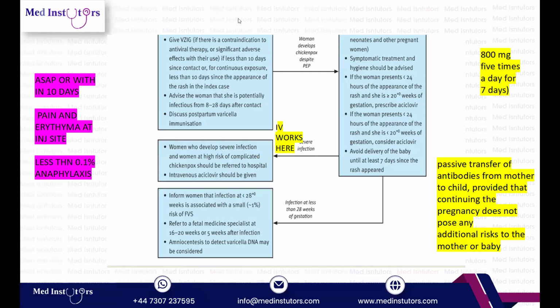Is that clear so far? Any questions till now?